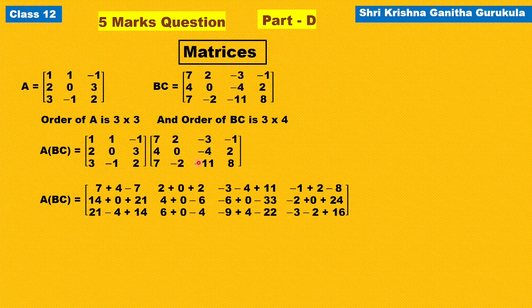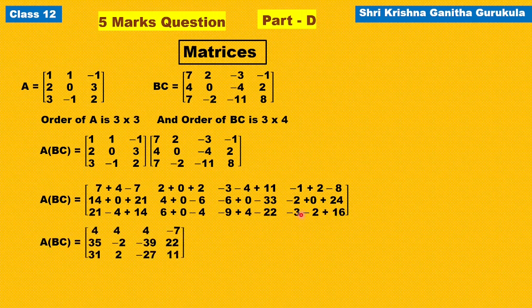Now third row with third column. That gives us 3 into minus 3 as minus 9. Minus 1 into minus 4 as plus 4. Then 2 into minus 11 as minus 22. So what we get is minus 9 plus 4 minus 22. Now finally third row with fourth column. So 3 into minus 1 is minus 3. Minus 1 into 2 is minus 2. Then 2 into 8 is 16. That is minus 3 minus 2 plus 16.